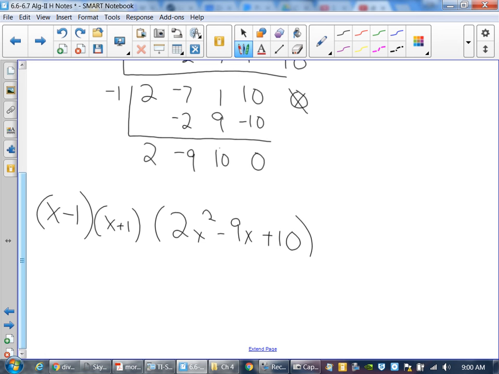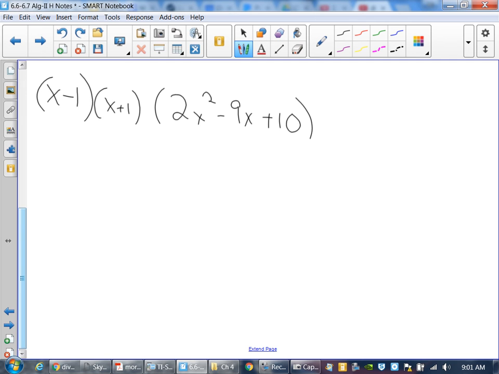Anyway, so now we're at this. Could I factor that? Or can I use synthetic division? I can factor it. What times what's 10? So we do our split middle term.